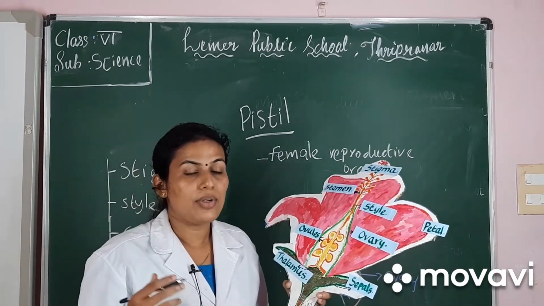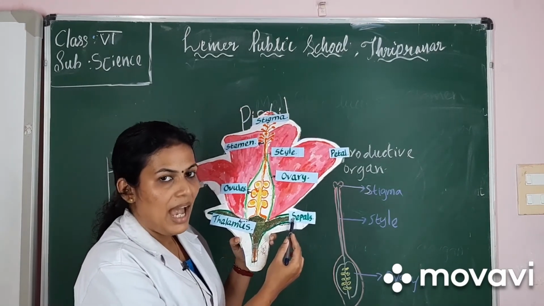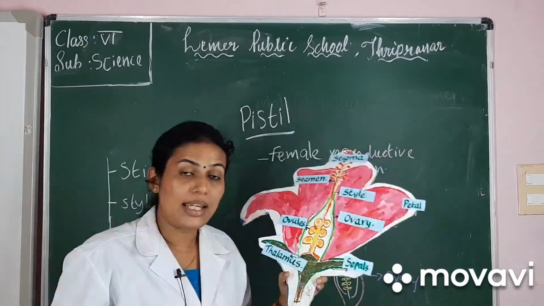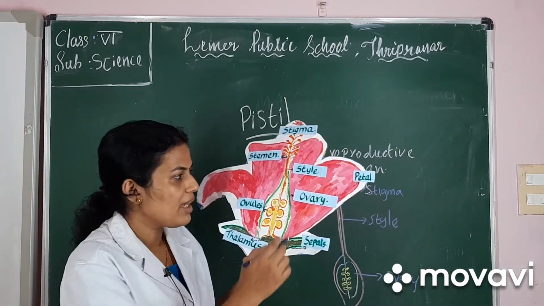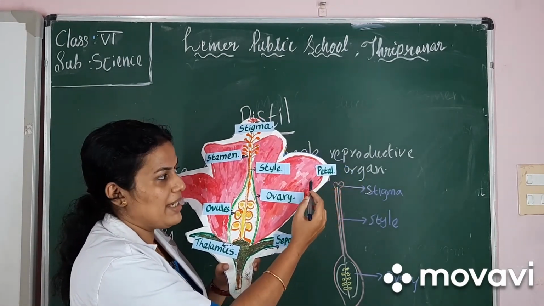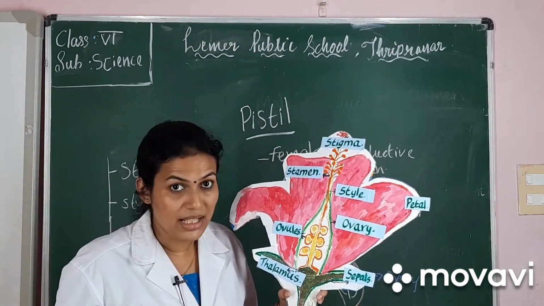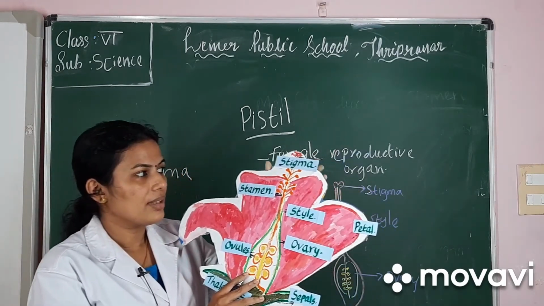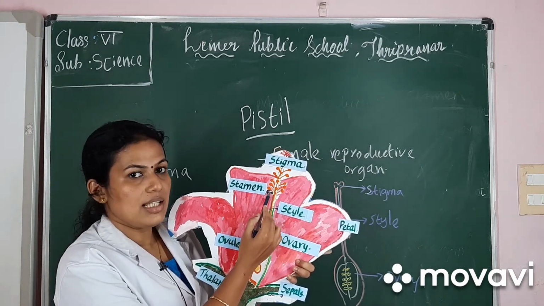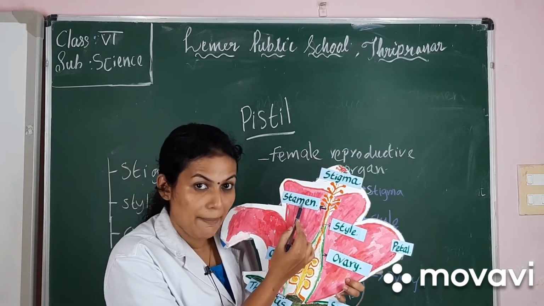First we learned about sepals. This region is marked as sepals and its function is to protect the flower during bud stage. Second part we studied was petals, and this colored portion is called petals. Teacher has marked here as petals. Now the third region we studied was stamens, and this region is stamens. Orange region or this yellow region is marked as stamens.